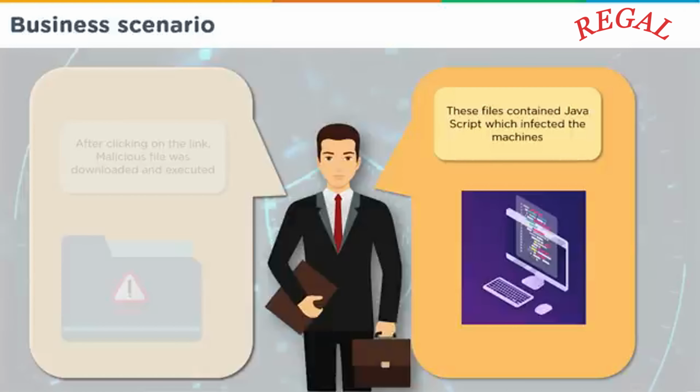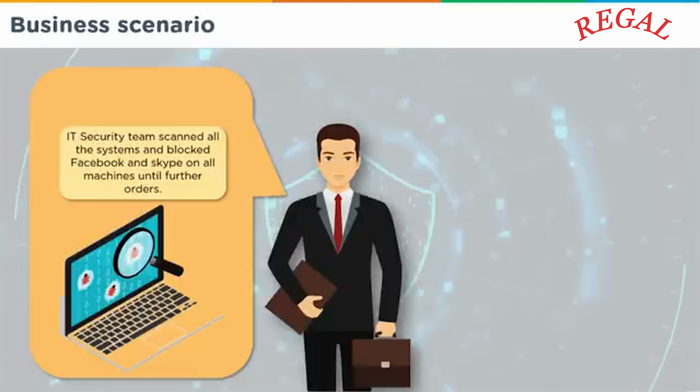Once executed, these scripts or the content within these files, maybe the content could be a virus or a Trojan, will start executing themselves and start infecting machines and start basically behaving the way they have been programmed to behave. In this scenario, a lot of users started reporting that their machines started crashing or the systems hanged. Now the security team scanned all the systems and blocked Facebook and Skype on all machines until further orders. Now this is a preventive mechanism where you're going to prevent possible attacks or future attacks from coming in. So the reaction of the security team here is to block those sites from where the attack may have happened.